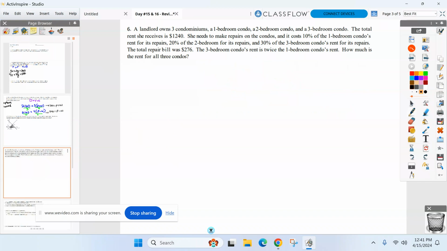All right, 3 equations, 3 variables. Oh, how do you know that? All right, how much is the rent for all 3 condos? 3 condos. All right, 3 condos. So we'll call X 1 bedroom, 1 bed rent. Y equals your 2 bedroom rent. And we'll put Z equals your 3 bedroom rent.